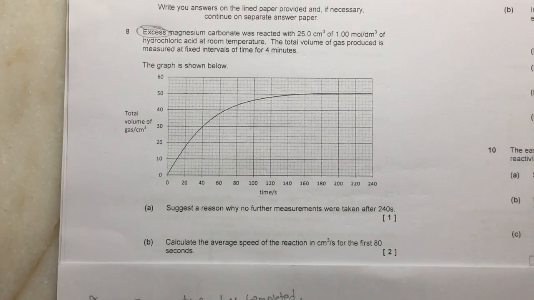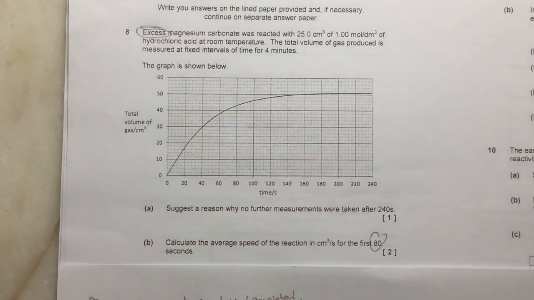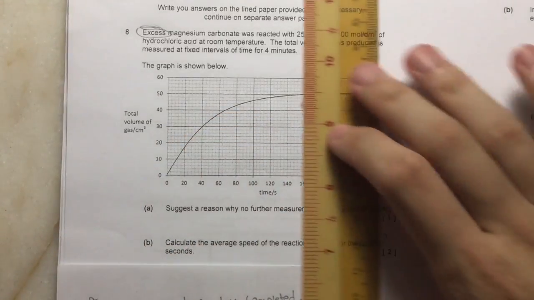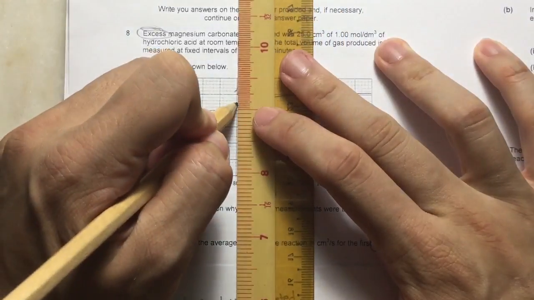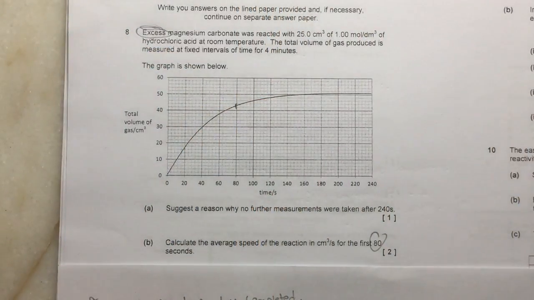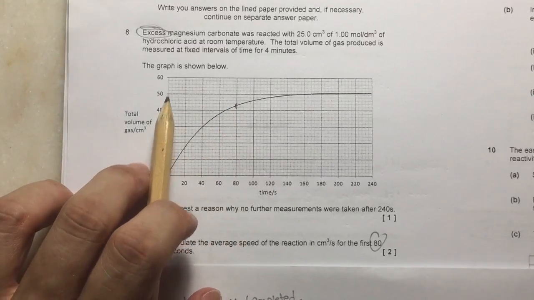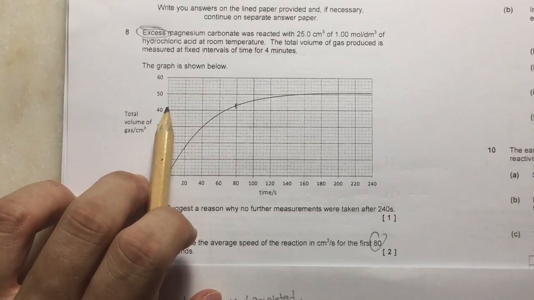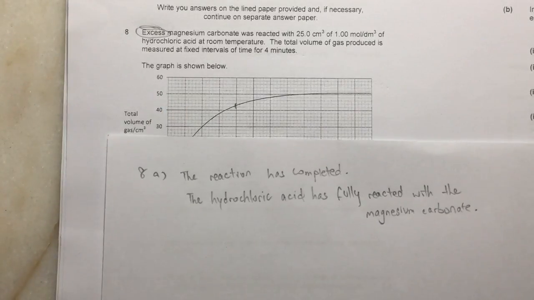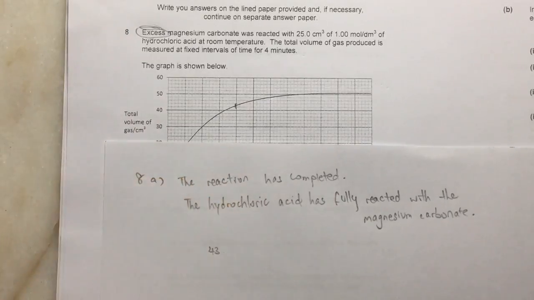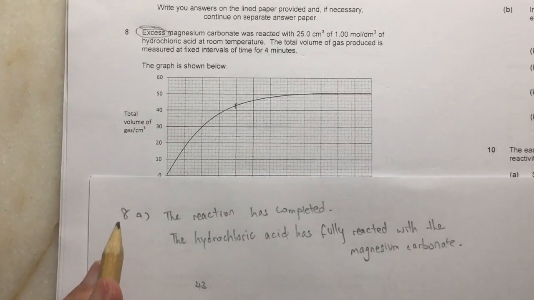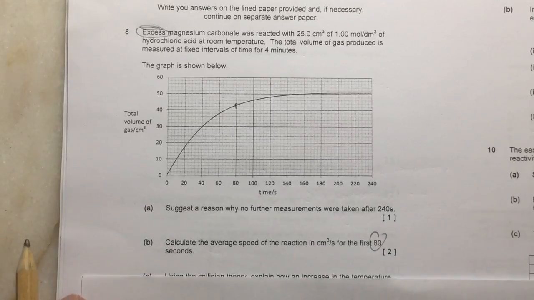Calculate the average speed of the reaction in cm³ per second for the first 80 seconds. I find a marking down here. My marking actually reads about 43, if you notice. 5 intervals. So first one will be 42, halfway between the next one, okay, 42, 44, 43. So it's 43 cm³ gotten total.